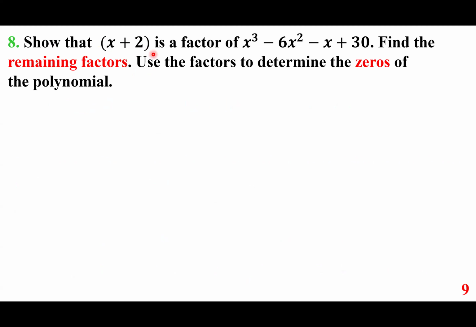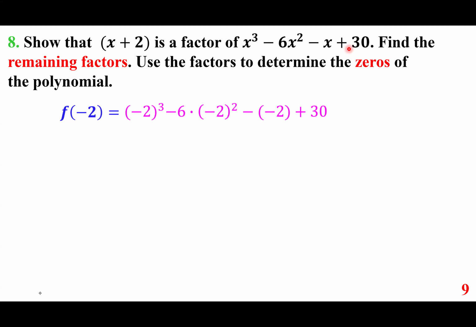Show that x plus 2 is a factor of x cubed minus 6x squared minus x plus 30. Find the remaining factors. Use the factors to determine the zeros of the polynomial. Well, to show this is a factor, we call this f of x. We're going to evaluate the function at -2, f of -2, which means -2 quantity cubed minus 6 times -2 squared minus -2 plus 30.